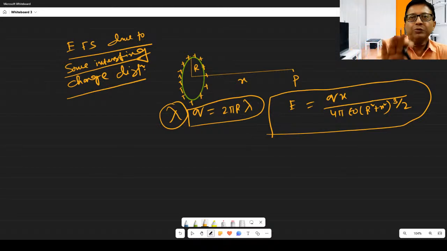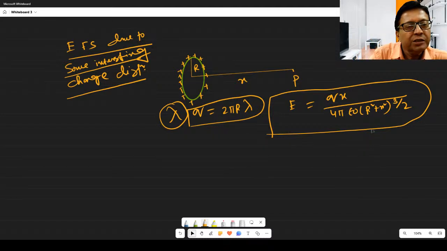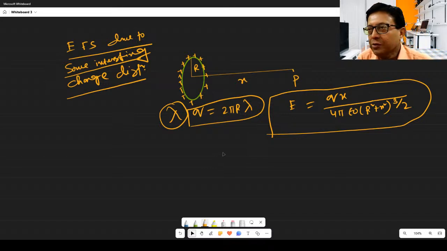You are supposed to draw the graph of this, but none of you have tried. So I have to do. But that we will do in the next session, in the beginning. Graph is going to play a very important role in the next session. EFS due to some interesting charge distribution we are doing.